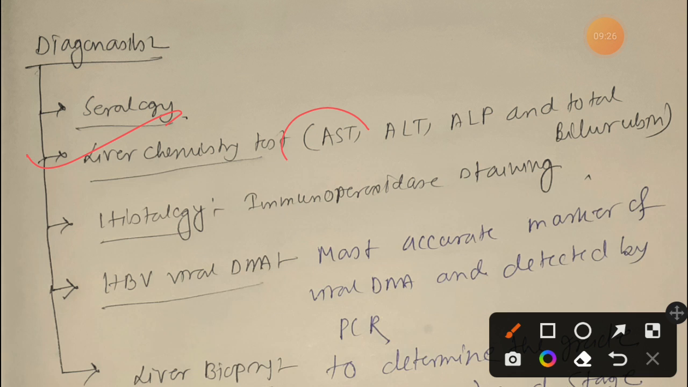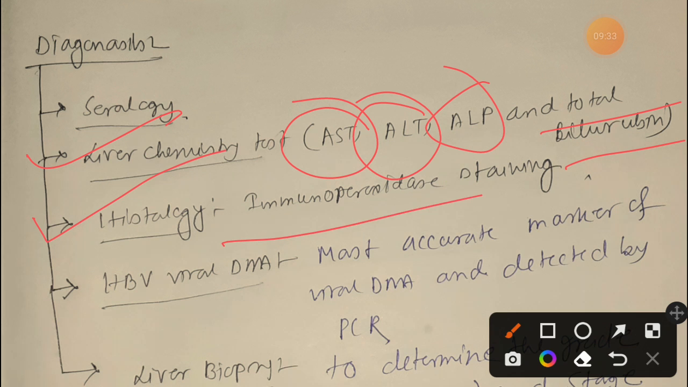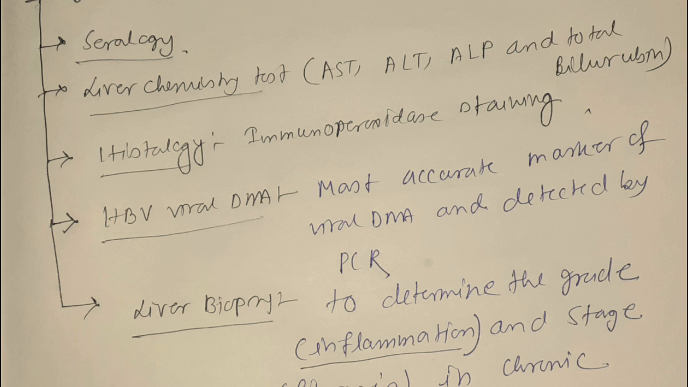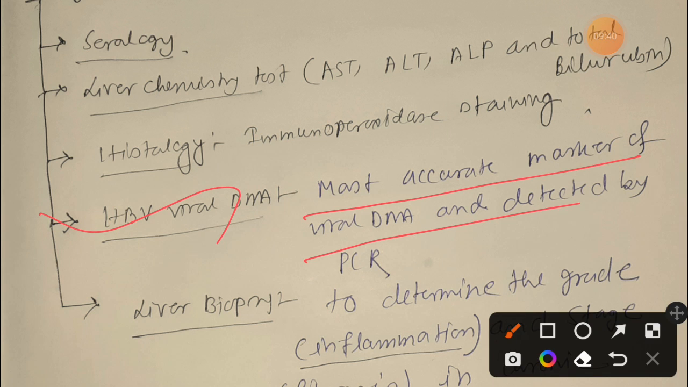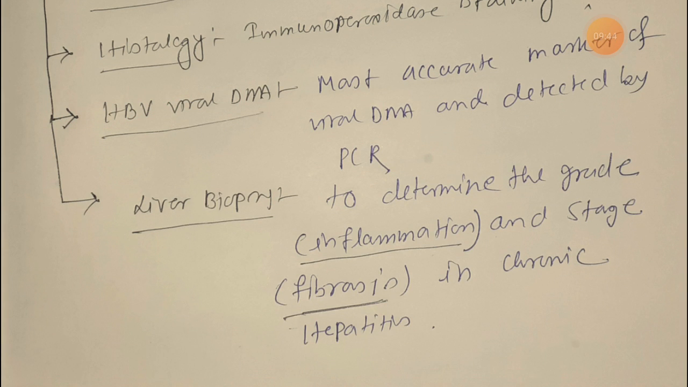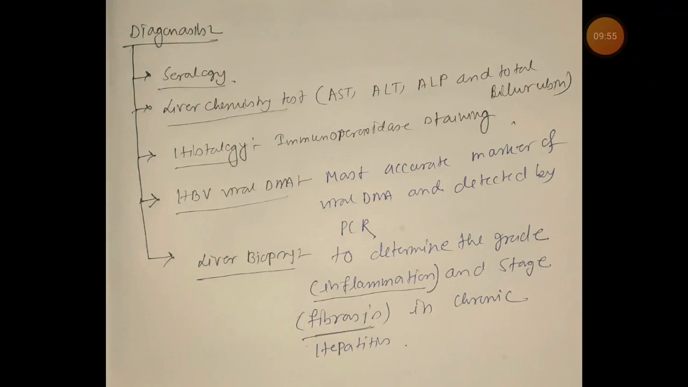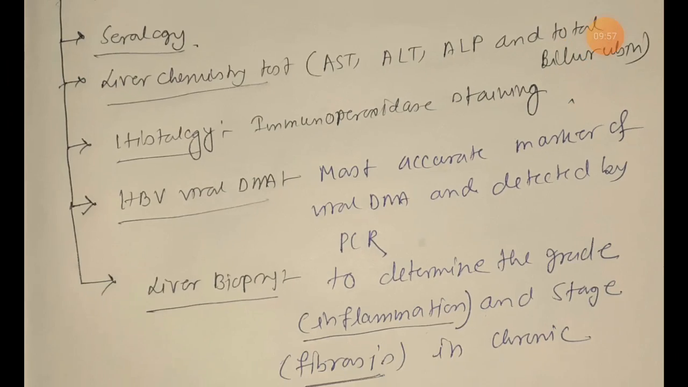Liver chemical tests, AST, ALT, ALP and total bilirubin test. And histology, immunoperoxidase staining can be done. And HBV viral DNA, the most accurate marker, is detected by PCR. Because remember, HBV viral DNA is quite unique as compared to other viruses, right? Because it contains a partially double stranded genome, so we can use it as a marker and perform the technique PCR.